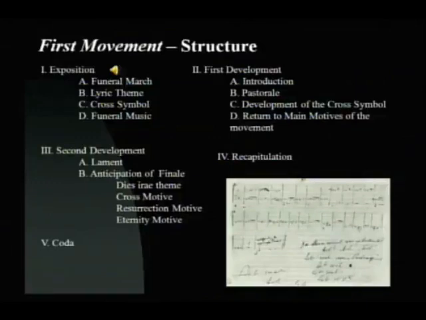The second development starts with a lament, this kind of sad cry, and importantly, anticipates the finale. And it's amazing to me, actually, that he wrote this piece prior to conceiving how this finale was going to work, because the second development includes all of those little motifs that I played you examples of, the Dies Irae theme, the cross motive, the resurrection motive, and the eternity motive. Then we go to a recapitulation, which repeats the material of the exposition, and we have a little coda.